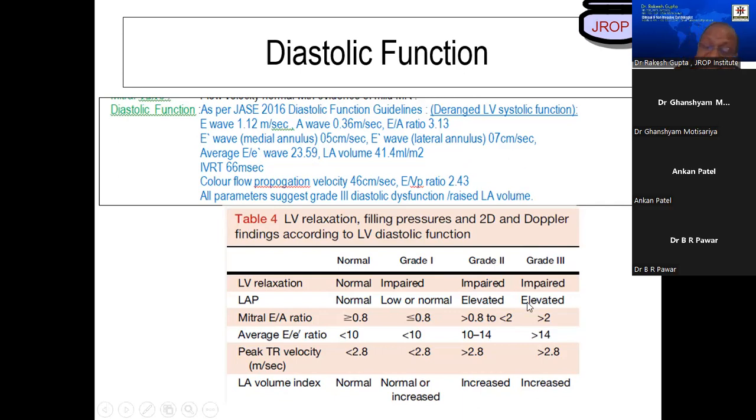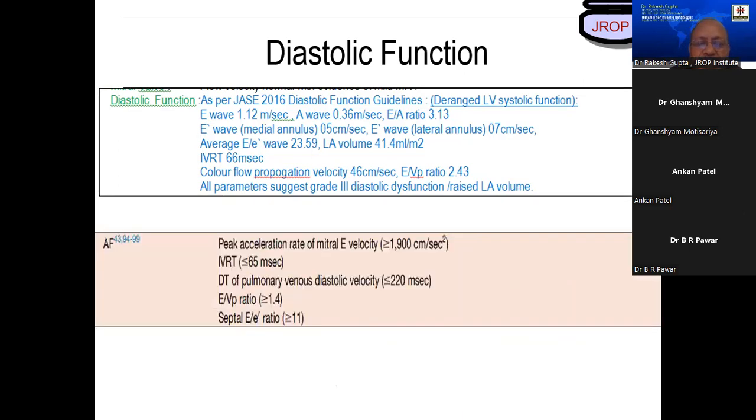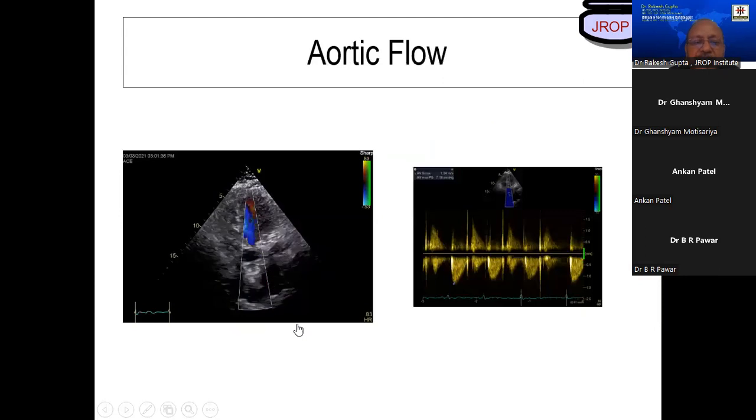What does this grade 3 classify into? LA pressures are almost 15 millimeters of mercury, or elevated LVEDP. And if this patient goes into atrial fibrillation, which he did subsequently, we look at the parameter of IVRT, which is close to 65. E to E prime ratio is 1.4. This is the flow propagation velocity, E/Vp ratio, 2.43. And septal E to E prime ratio average more than 11, it was 23. Even with atrial fibrillation parameters, it shows a restrictive filling pattern or elevated LVEDP.